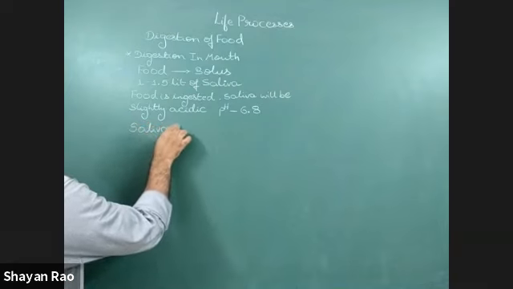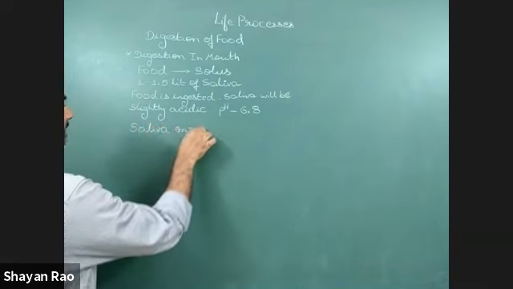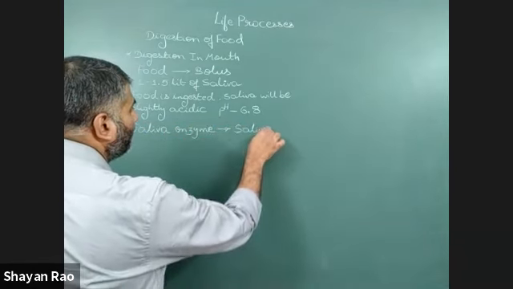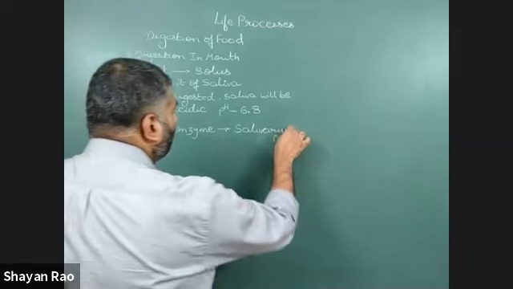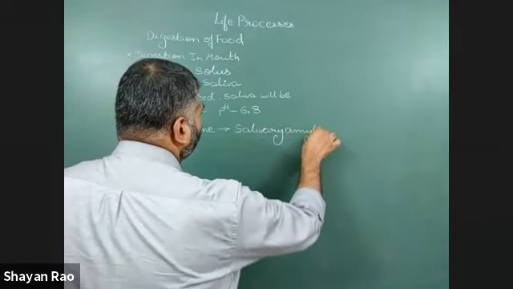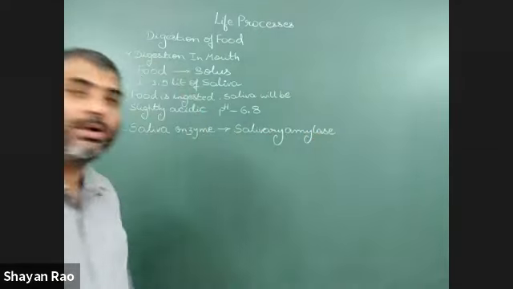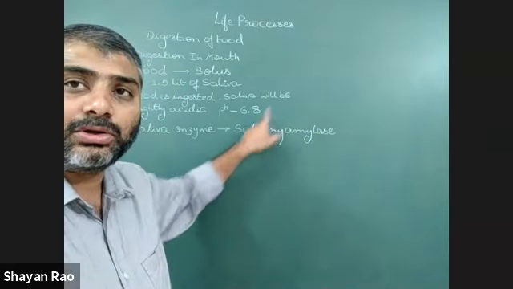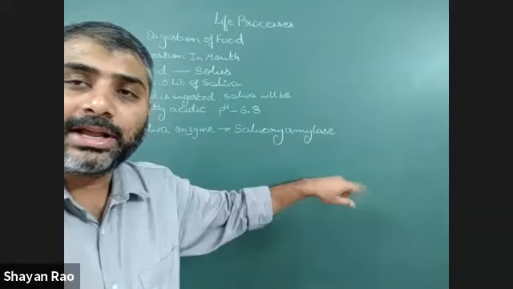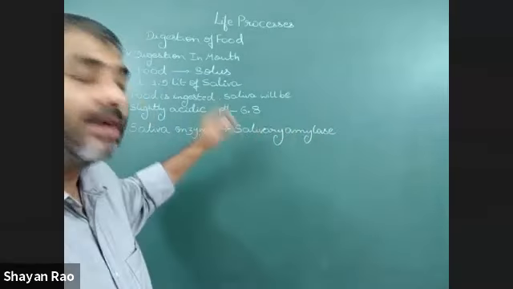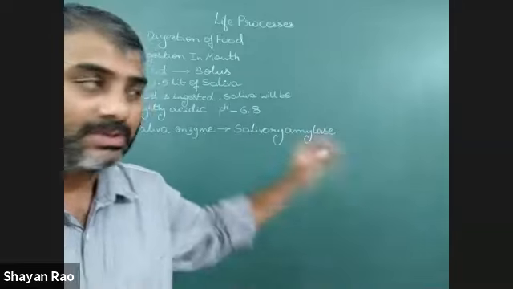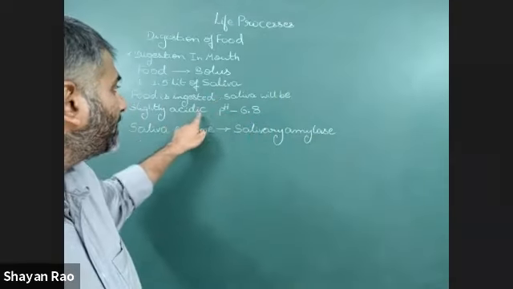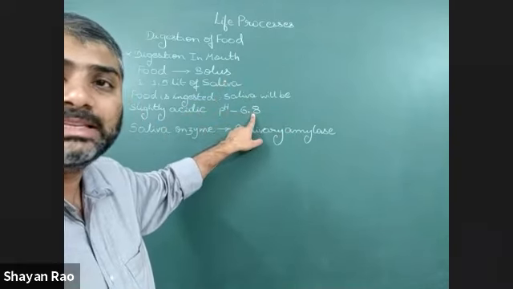Saliva has an enzyme called salivary amylase. What is the importance of salivary amylase? Salivary amylase has to act on the food and break it into smaller, simpler molecules, for which it requires an acidic medium. That's why saliva becomes acidic, with a pH of 6.8.